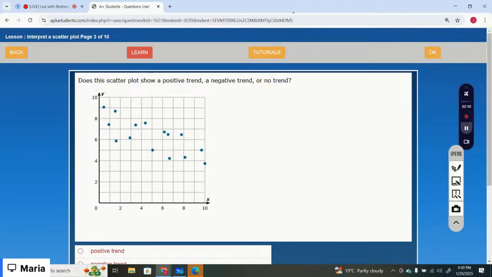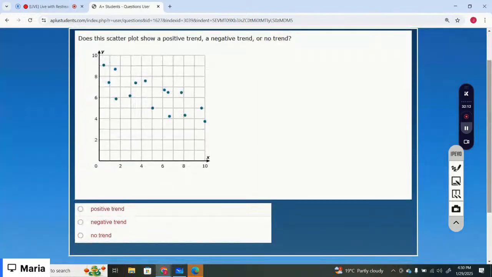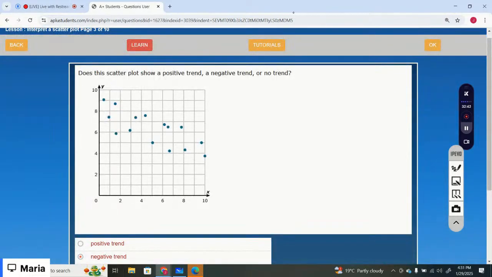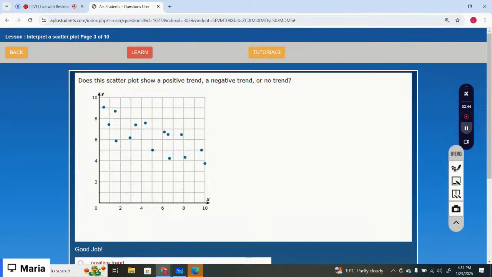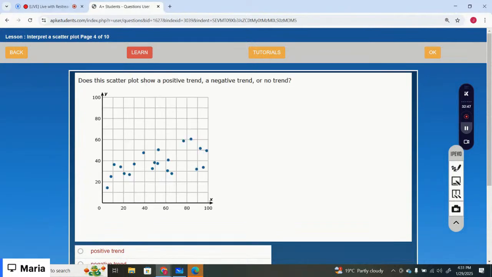Does the scatter plot show a positive trend or a negative trend? That's the same graph we did as the last question, right? The correct option is negative trend. The x values are increasing and the y values are decreasing. So the graph shows the negative trend.